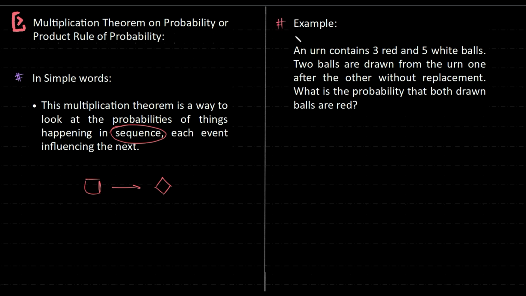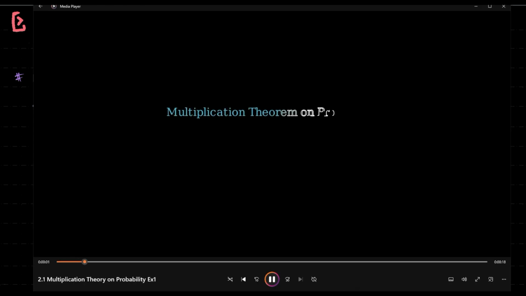So here we have the example. We have a bag with red and white balls. Two balls are drawn randomly and without replacement. That's very important. What is the probability that both drawn objects are red? Okay, let me show this with an animation.